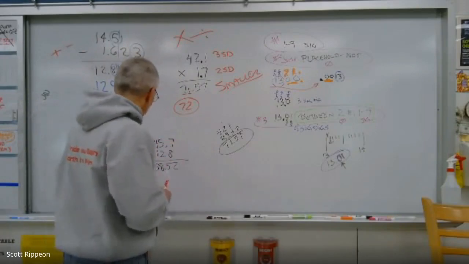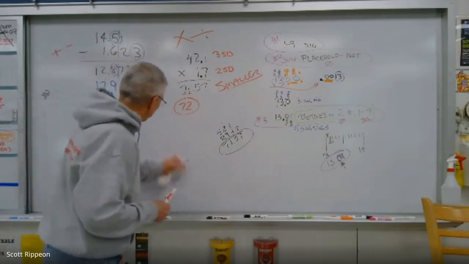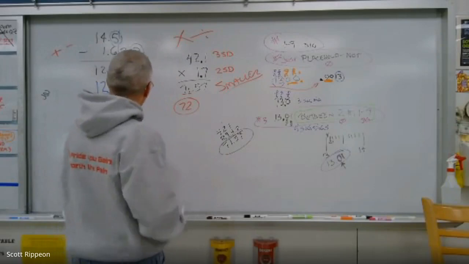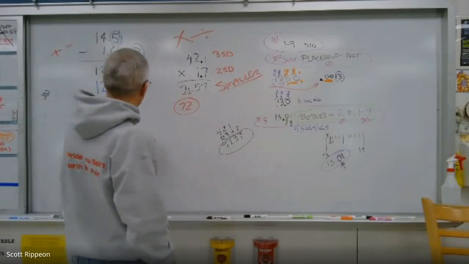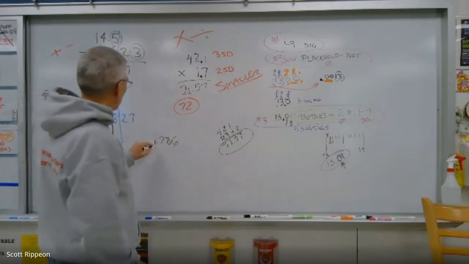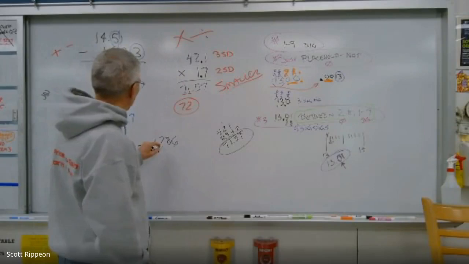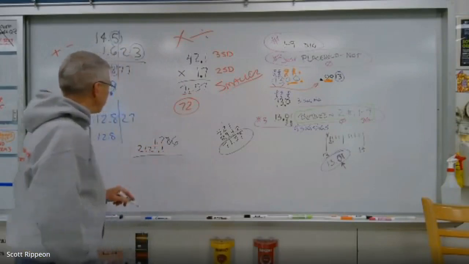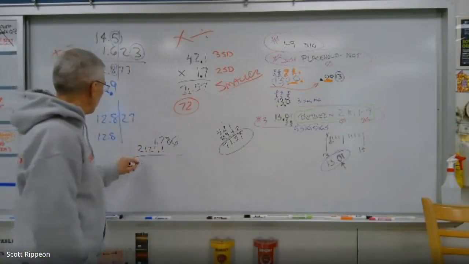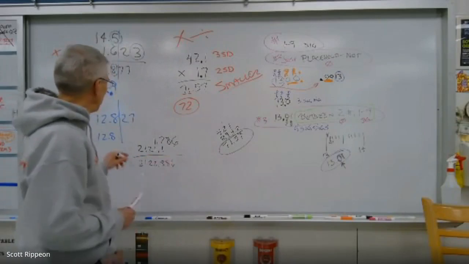So let's make that here. Now they're the same size. Start over. Let's say it's 1.786 plus 2,121.1. I don't know, I just made that up. 2,122,886. Okay, I just added them.